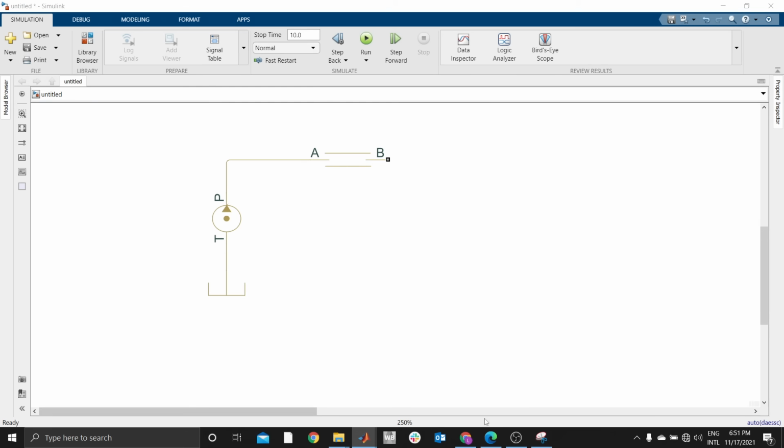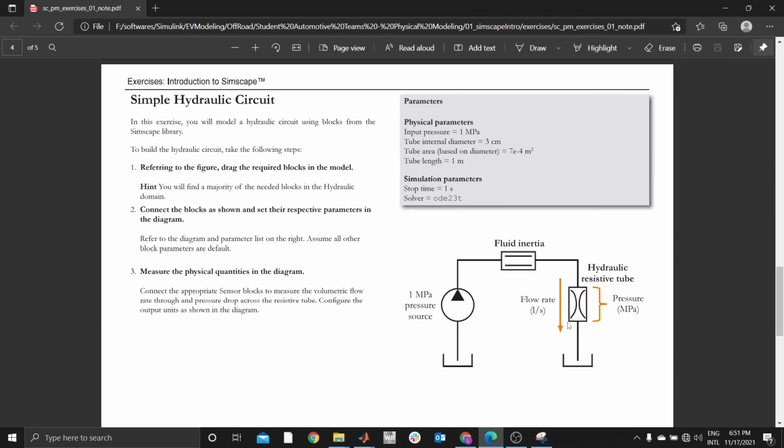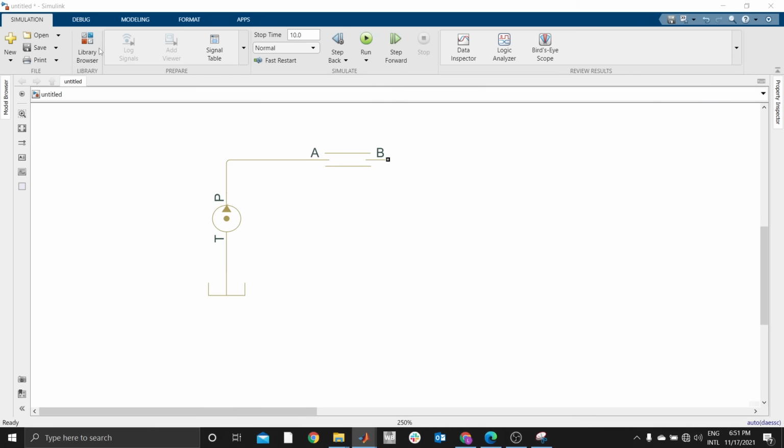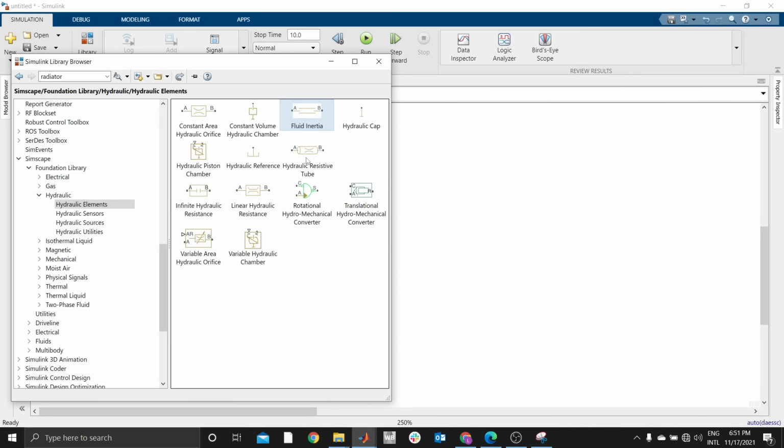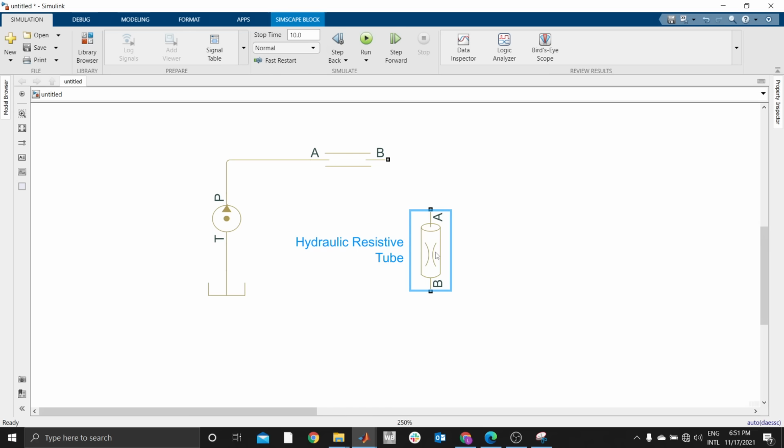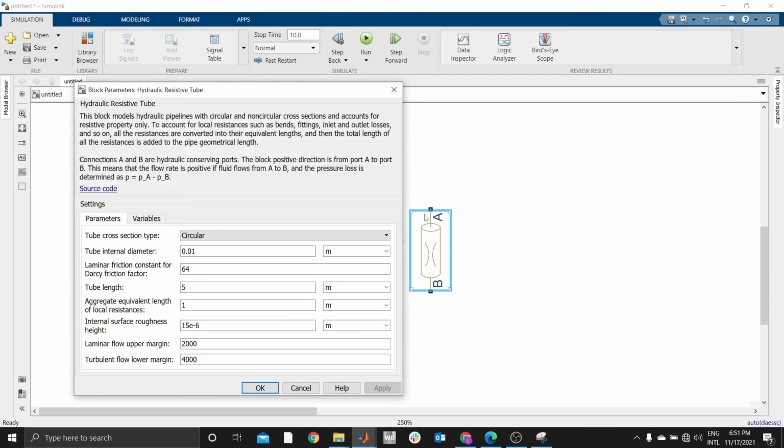Then we go back, we need hydraulic resistive tube. Okay, go back to library. Here it is. As the word suggests, it is a resistive tube. This block models hydraulic pipelines with circular and non-circular cross-sections and accounts for resistive property only, to account for local resistances such as bends, fittings, inlet and outlet losses, and so on.